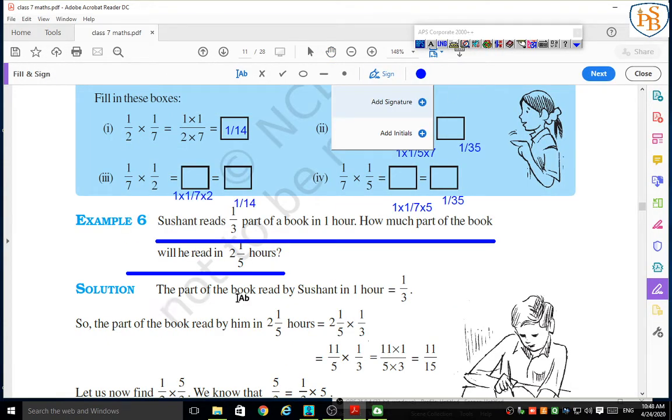The part of the book read by Sushant in 1 hour is equal to 1/3. Okay, so the part of the book read by him in 2 and 1/5 hours. So we have to do multiplication here: 2 and 1/5 into 1/3. This 2 and 1/5 is a mixed fraction, so we have to convert it into an improper fraction.